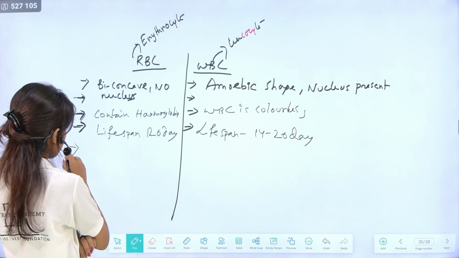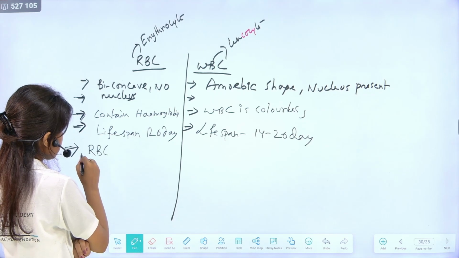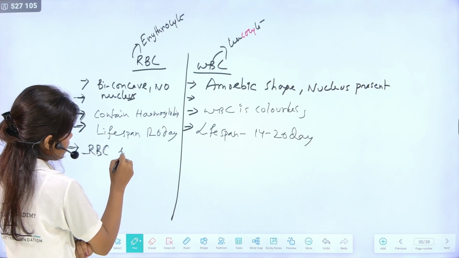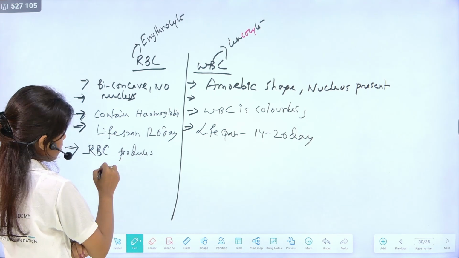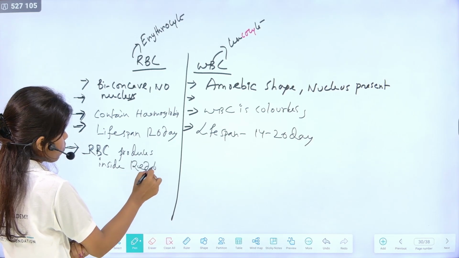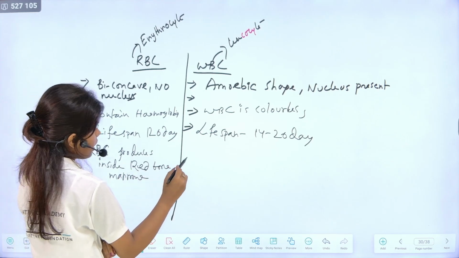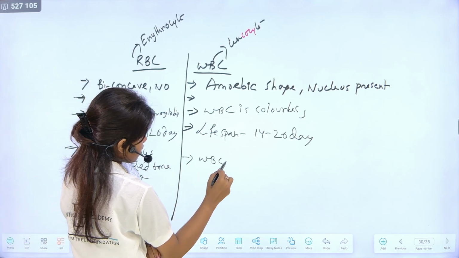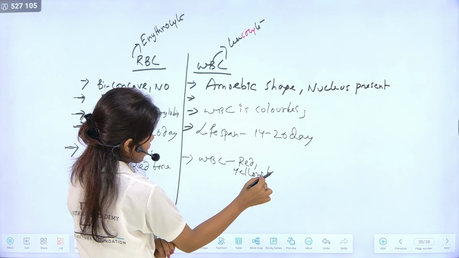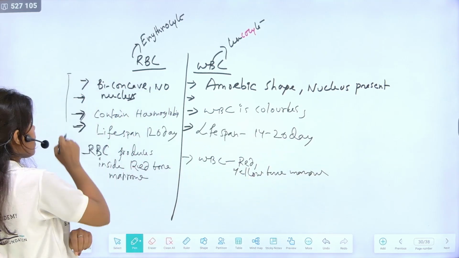Next, RBC is produced inside red bone marrow, and WBCs are produced inside red as well as yellow bone marrow. So these are basically the structural differences of RBC and WBC.